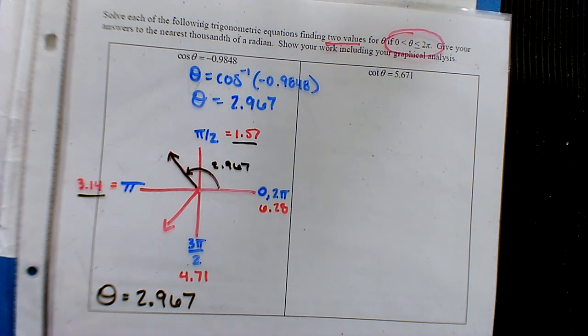That's the one the calculator gave us. What we need to do is figure out the one in quadrant 3. So we should have something between 3.14 and 4.71. How might you want to find that angle? You could approach this two different ways. What do you think, Tori?